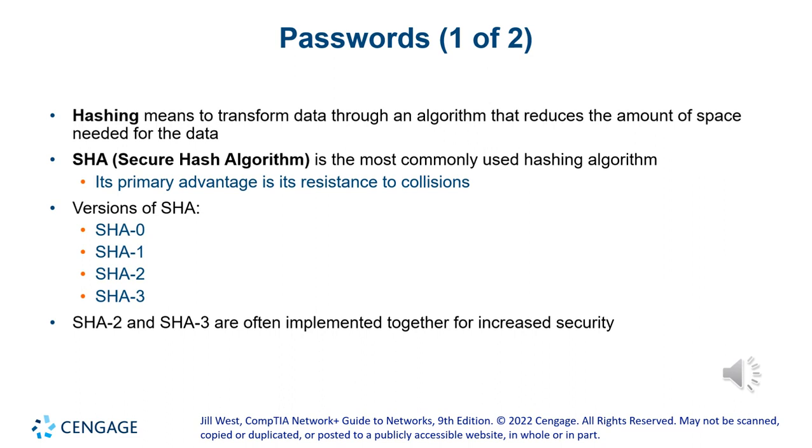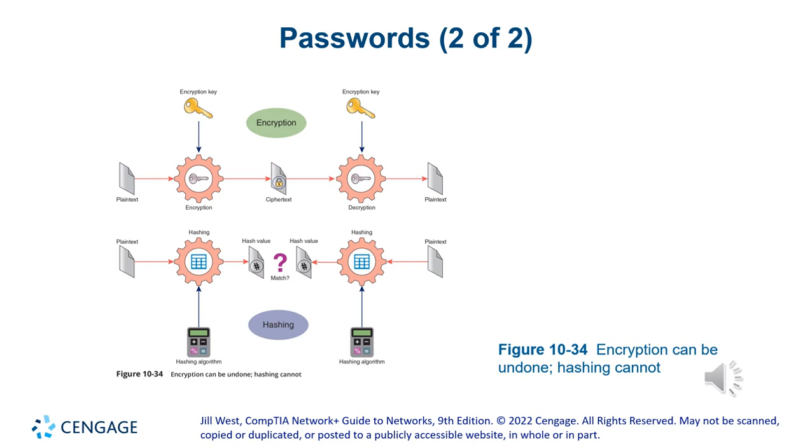So SHA, the Secure Hash Algorithm, encrypts your data as it goes through. There are different versions: SHA-0, which is the original, then SHA-1, SHA-2, and SHA-3. SHA-2 and SHA-3 are usually used together for more authentication, in this case for encrypting your password. So you want to make sure that none of the old protocols are enabled and that you're using the latest protocols, either SHA-2, SHA-3, or a combination of both.